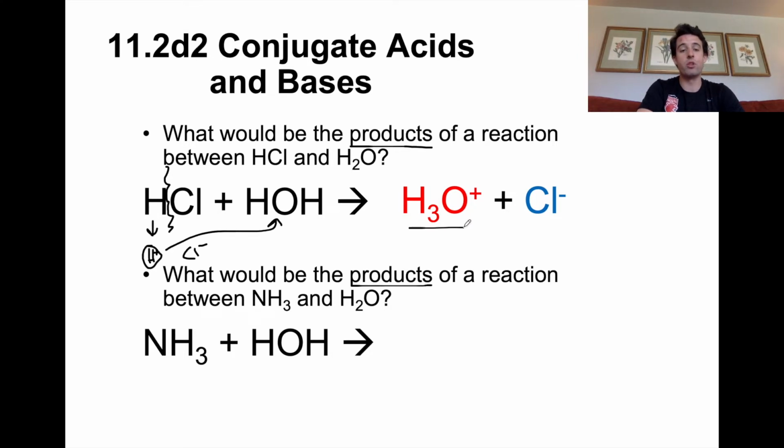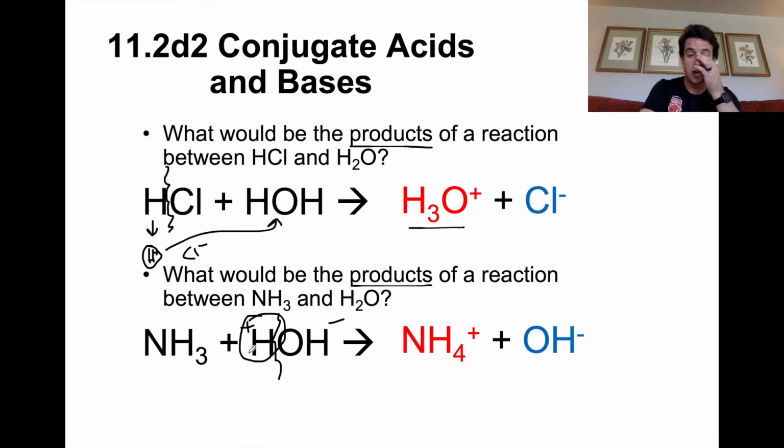What we're going to see happen with our base NH3 is that, in the same way that an acid gave away its proton, a base is going to take a proton, an extra H. So now instead of NH3, it's going to have NH4 and an OH left over. Remember, OH is what makes things basic, and H3O+ is what makes things acidic.